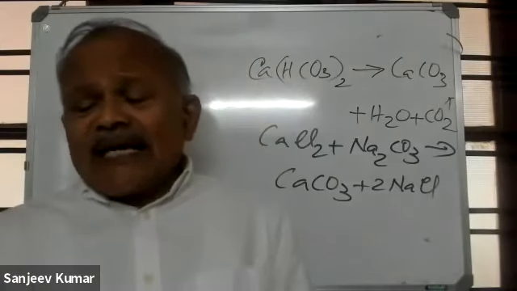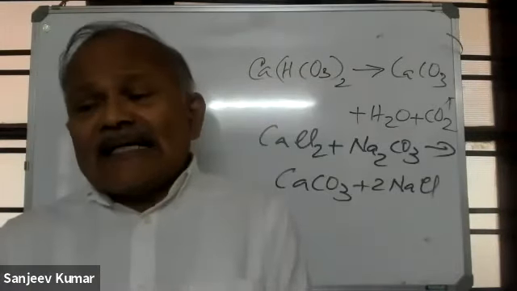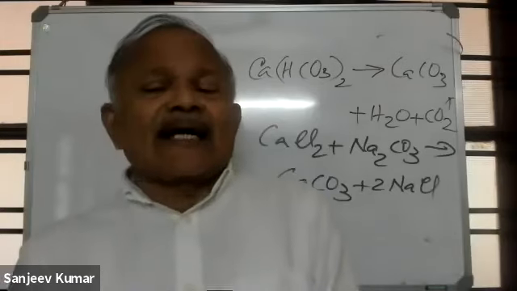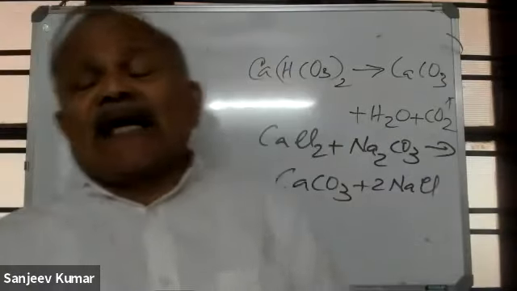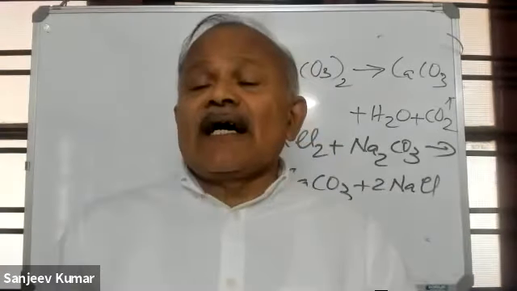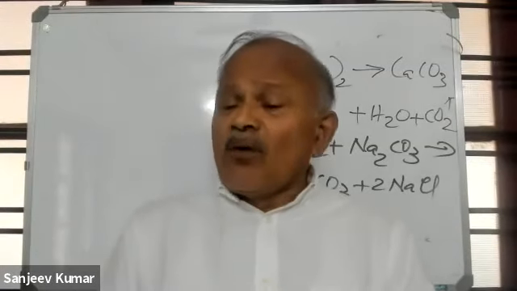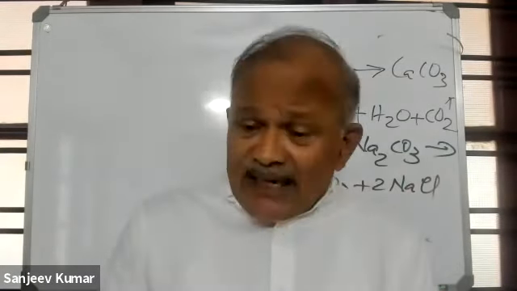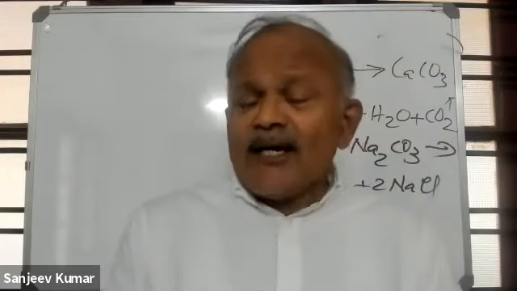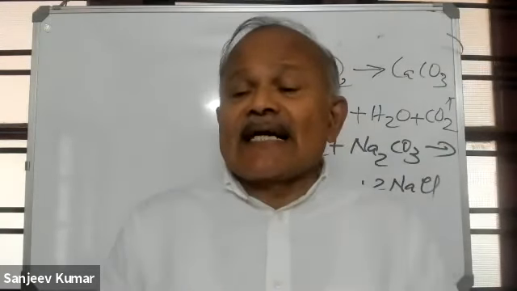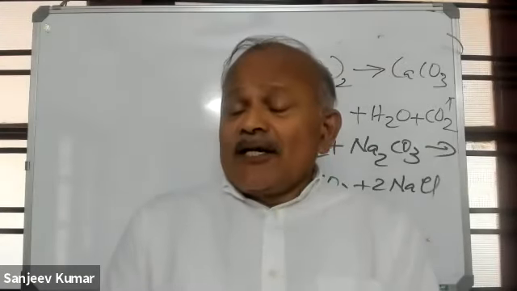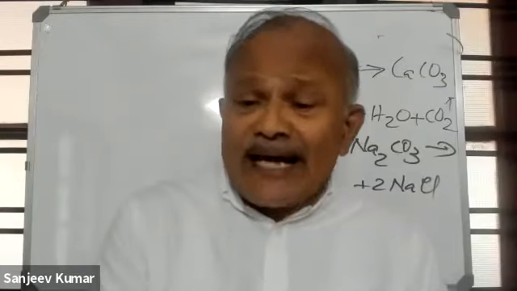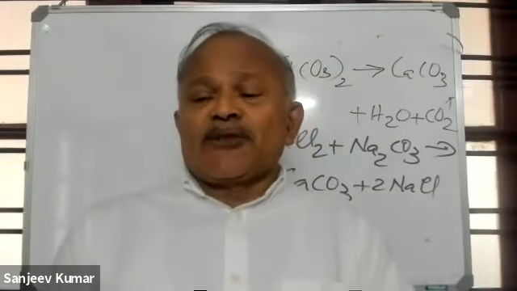And temporary hardness can also be removed by adding slaked lime. What do you mean by slaked lime? Calcium hydroxide, Ca(OH)2. That is, calcium bicarbonate plus calcium hydroxide gives calcium carbonate plus carbon dioxide plus water. That is, temporary hardness can be removed by simply boiling or by adding slaked lime, calcium hydroxide. And since it is water, instead of slaked lime, we can add quicklime also. Calcium oxide can also be added.